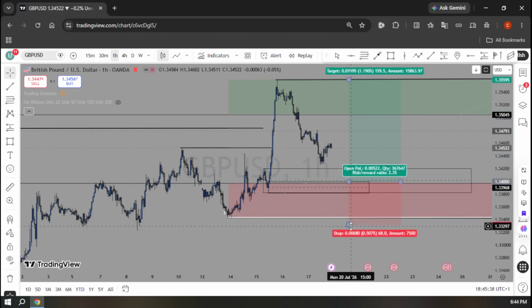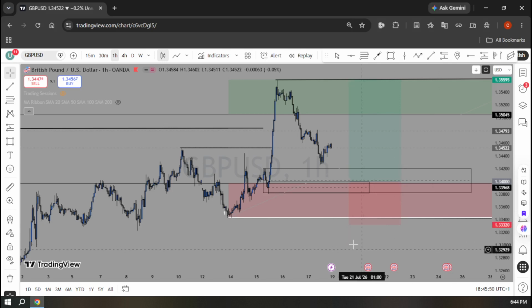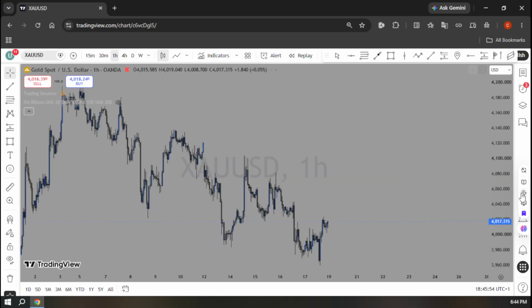Yeah, sometimes I leave this right below here just in case there's a sweep, or saving my capital, because the risk is always fixed on every trade. Now this is it for pound USD. Now let's go to gold.